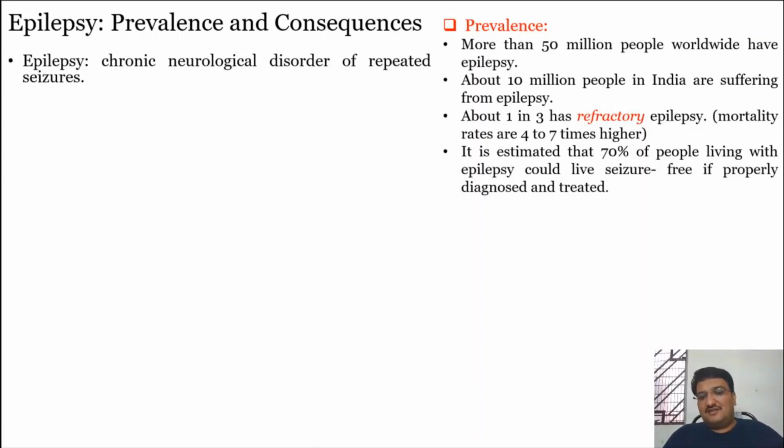The worst thing is that about 1 in 3 has refractory epilepsy. To combat epilepsy, to eliminate epilepsy, you have anti-epileptic drugs. Ideally, the assumption is that when epilepsy is found, you give an anti-epileptic drug to a particular patient, and that patient should recover. But there is a kind of epilepsy which won't respond, or won't recover with specific known anti-epileptic drugs. This is known as refractory epilepsy, which does not respond to anti-epileptic drugs. The rates of refractory epilepsy are 4 to 7 times higher than what is observed in normal epilepsy.